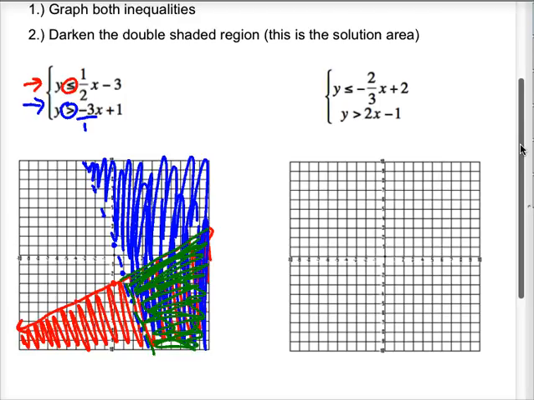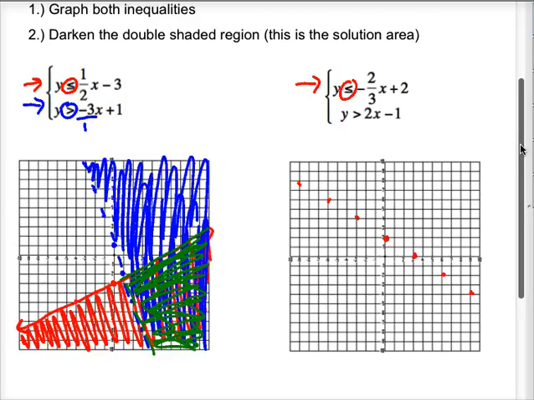Let's do one more example before I set you on your way. So this one, -2/3 x plus 2. So again, I start up at my y-intercept of 2. Slope of -2/3. So down 2 over 3. And again, that's a pattern that I follow in both directions.